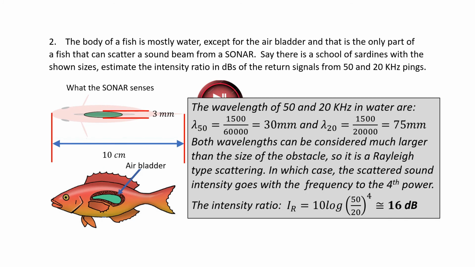The wavelength of 50 and 20 kilohertz in water are 30 millimeters and 75 millimeters respectively. Both wavelengths can be considered much larger than the size of the obstacle, so it's a Rayleigh type scattering, in which case the scattered sound intensity goes with the frequency to the fourth power. The intensity ratio is 10 times the log of 50 over 20 to the fourth, which comes to 16 dB, the requested figure.